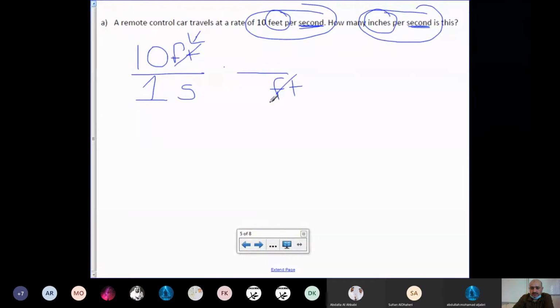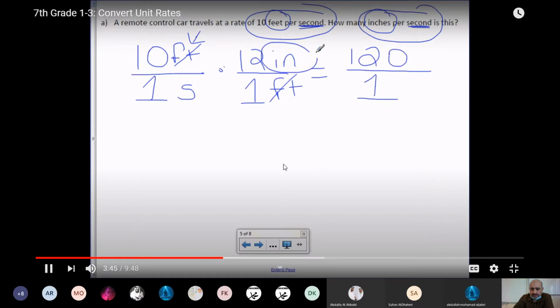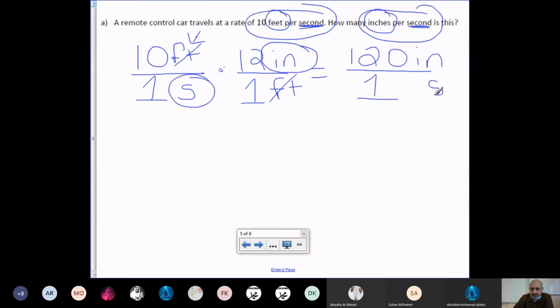Just like any number divided by itself is 1, any unit divided by itself is 1, or in other words, cancels out. If feet is on the bottom, inches would be on top. And I know that there are 12 inches in 1 foot. So 12 goes with the inches, and 1 goes with the foot. From here, all we need to do is multiply. 10 times 12 is 120. 1 times 1 is 1. The unit left on top is inches, so I'll carry it over. And the unit in the denominator is seconds.